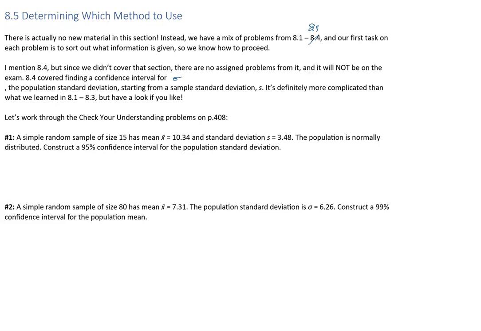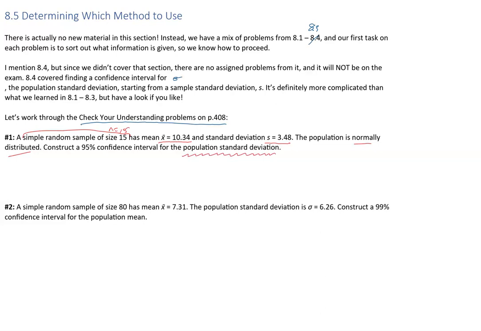Let's work through the check your understanding problems on page 408. So number one, a simple random sample of size 15, so that's already my sample size, N, has a sample mean x bar equals 10.34, and a sample standard deviation S equals 3.48. The population is normally distributed. That's always good to have. Construct a 95% confidence interval for the population standard deviation.